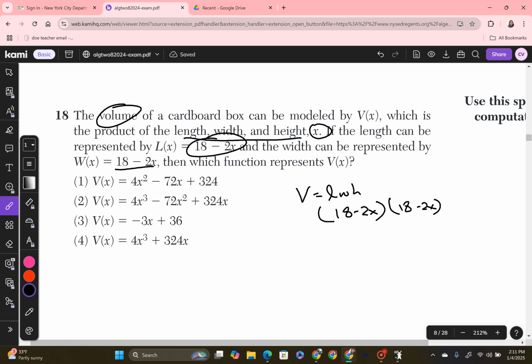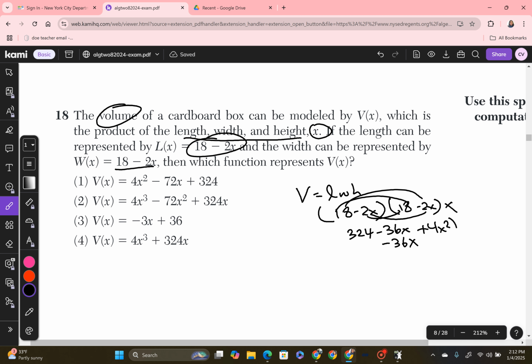is x. So a couple of things you could do is you could FOIL out the first and then multiply it by x, or you could take the x, distribute it by one of them, and then multiply that by the other one. I'm going to do it the first way that I said. So 18 times 18 looks like it's going to be 324. You can use your calculator to show you that. 18 times negative 2x is negative 36x. We're going to have another negative 36x, and then this is going to be plus 4x squared.